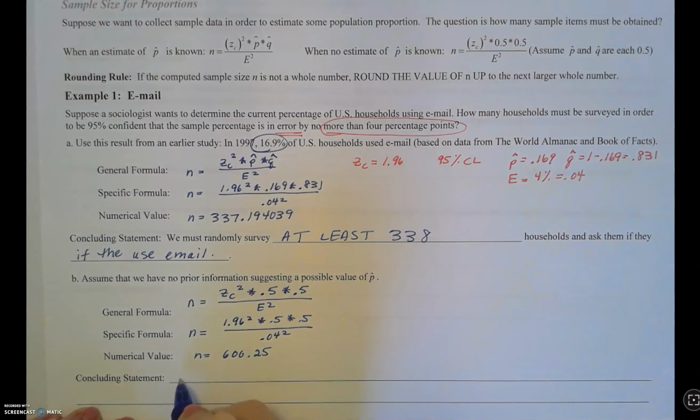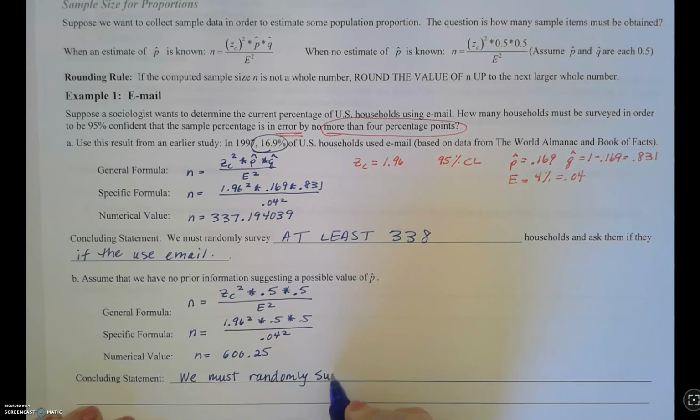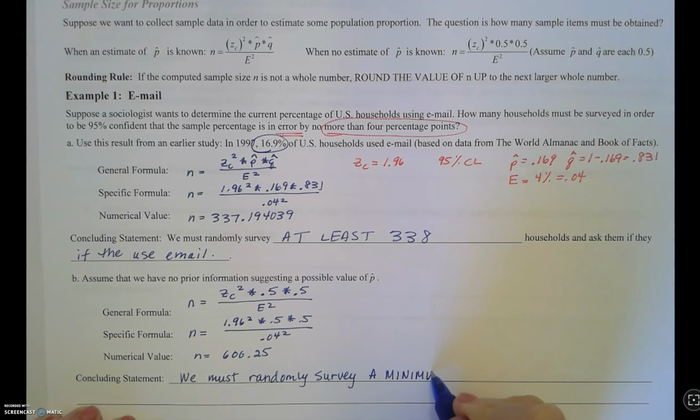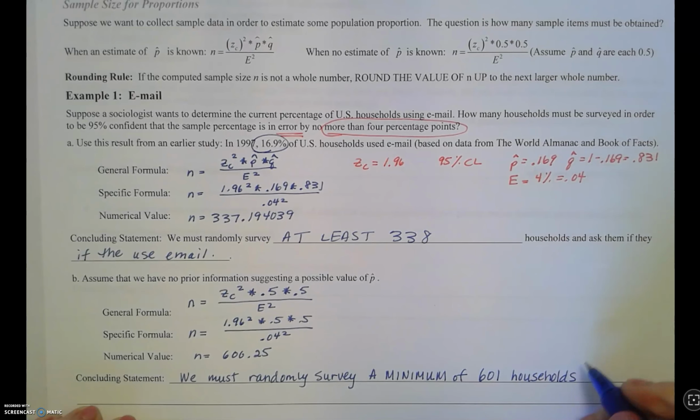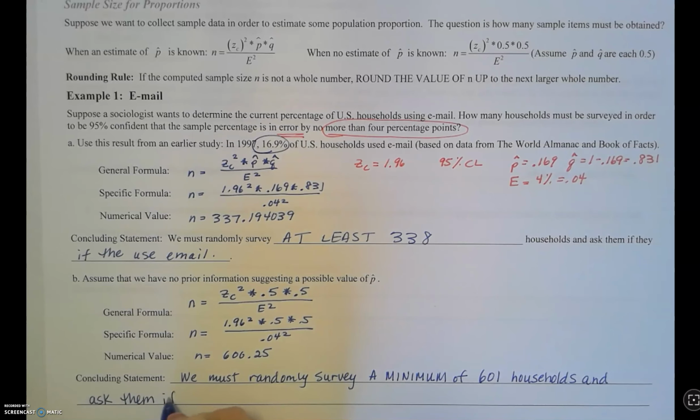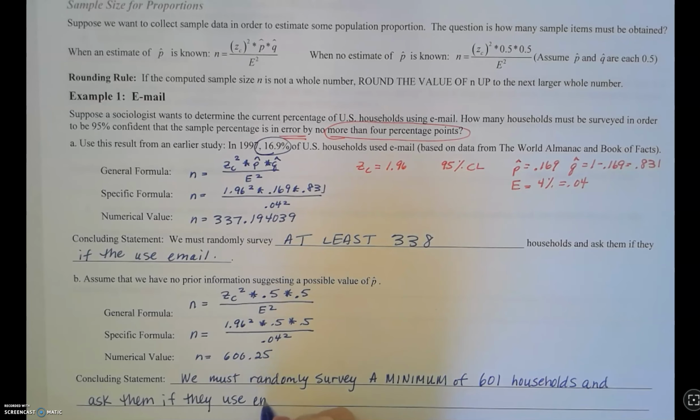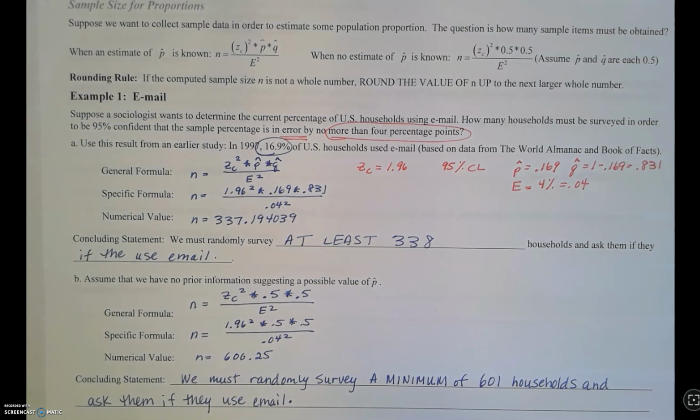Let's write a sentence. So we must randomly survey. Instead of saying at least, I can say a minimum of, and we're going to say round up, remember, so 601 households. And what question are we going to ask them? We're going to ask them if they use email. Now, if I were conducting the survey, I would rather survey 338 people, maybe 339, 340. Remember, it's at least, so we can always survey more rather than survey 601 or more people.